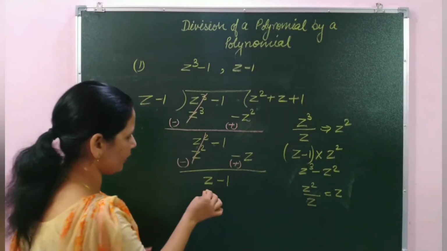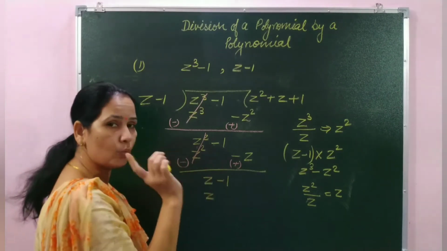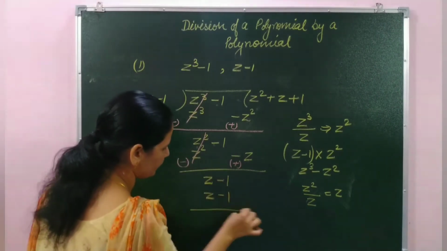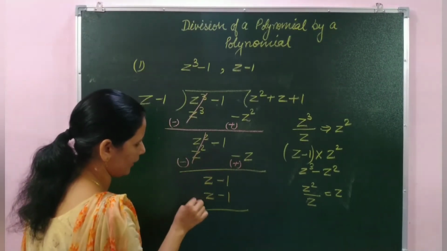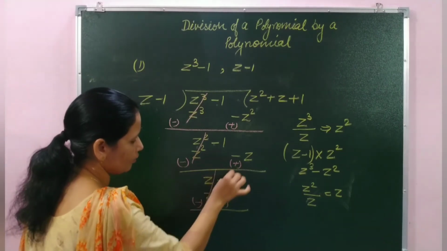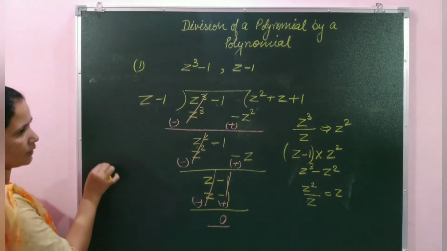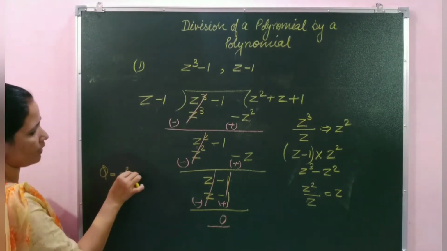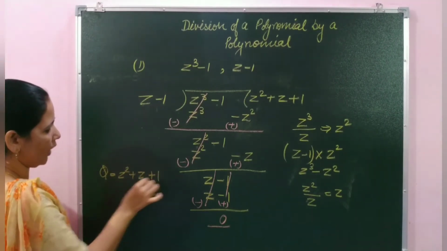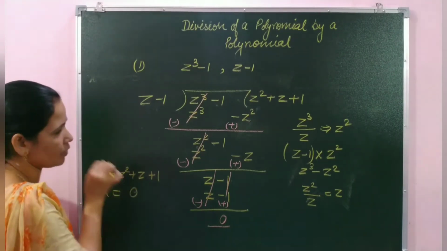So z multiplied by z, z multiplied by 1 is z, and 1 multiplied by 1. Now the sign changes, minus plus, cancel out, and the remainder is 0. From here we get the quotient, that is z square plus z plus 1, and the remainder is 0.